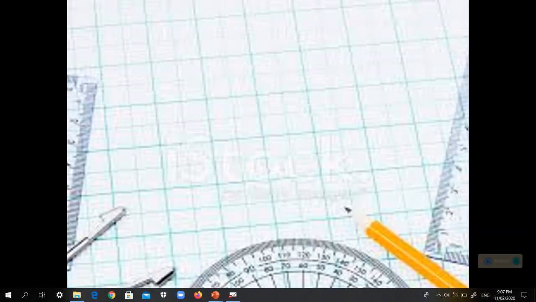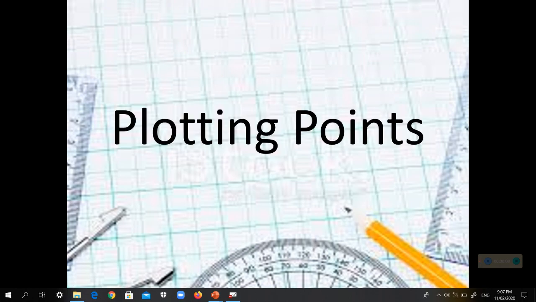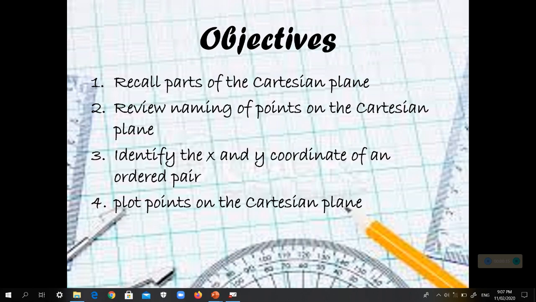Hello, this is the second part of our topic about the Cartesian coordinate system. But this video will focus on how you are going to plot points. So again, we have here plotting points. Our objectives are to recall parts of the Cartesian plane, review naming of points on the Cartesian plane, identify the x and y coordinate of an ordered pair, and plot points on the Cartesian plane.